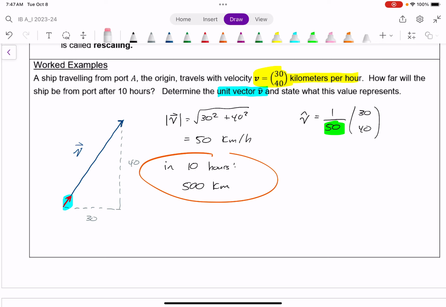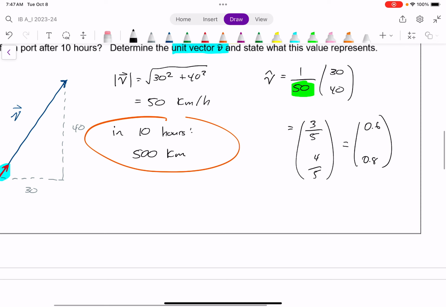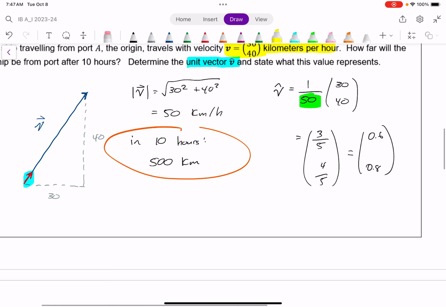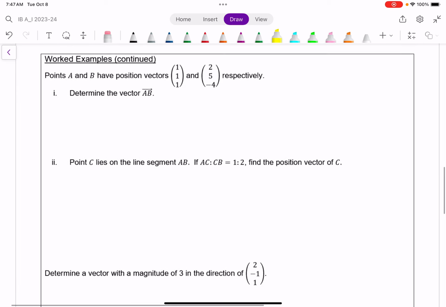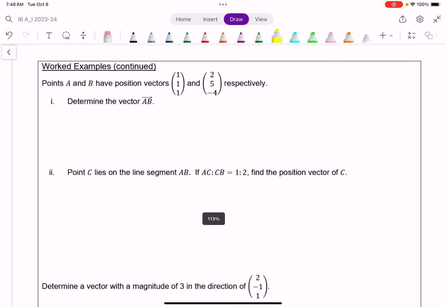And so that said, just to multiply out the scalar, we get 30 over 50, or 3/5 over 4/5, or to decimalize that, 0.6 over 0.8. And that represents every hour. I now know this ship travels 0.6 kilometers to the east and 0.8 kilometers north. That's what that represents. And notice that has a magnitude of exactly 1, which is why it's called the unit vector, 1 unit.